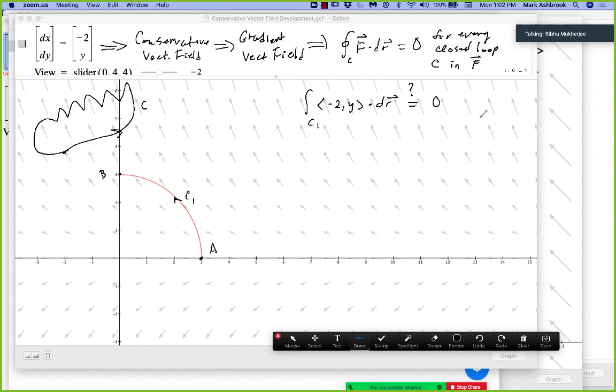Not necessarily. No. I thought all the line integrals were 0 in a conservative vector field. It's not a closed path. Yeah, not a closed loop, right? It's got to be a circulation. We've got to go all the way back to where we started. All right, so this is not necessarily true.